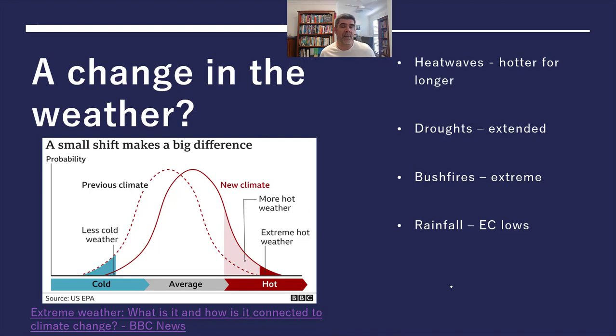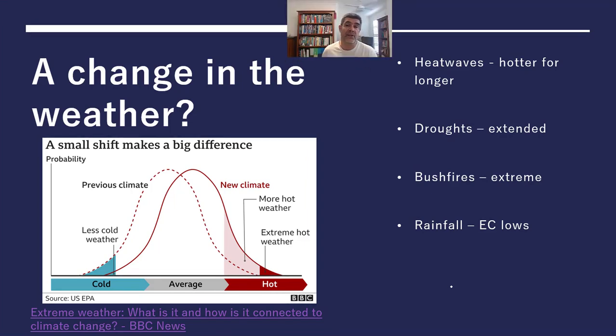We've talked about climate previously and we've tried to look at how we predict climate over large periods of time, but weather is a daily phenomenon. Weather can change several times in a single day. So how is it that we can link these changes in climate to specific changes in weather?